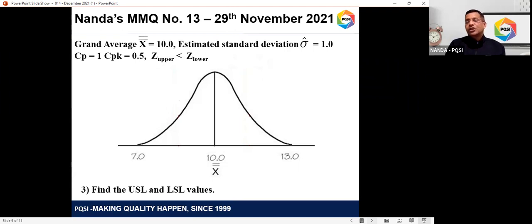When Z upper is smaller, that's the side where you have problems. That's the side where the process is probably shifted, and you could probably have some rejections as well, right?